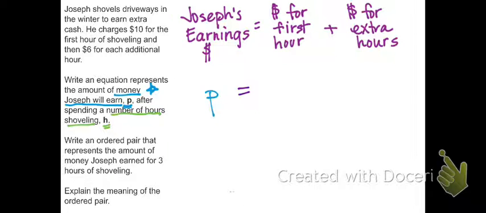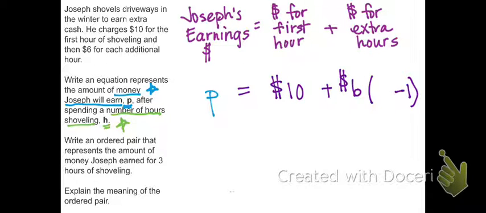How much is he getting for the first hour? $10. Remember, we always get $10 for the first hour. How much is he being paid for each additional hour? $6. But remember, it's not just 10 plus 6. It's 10 plus 6 a certain number of times. How many times do we add 6? Remember, it's 1 less than the total number of hours that he shoveled. And the total number of hours he shoveled is right here. It's H.